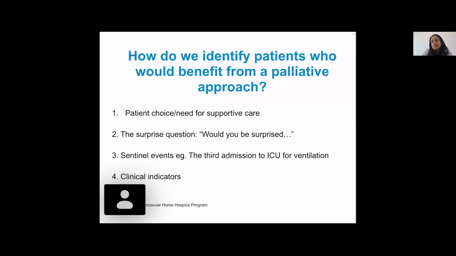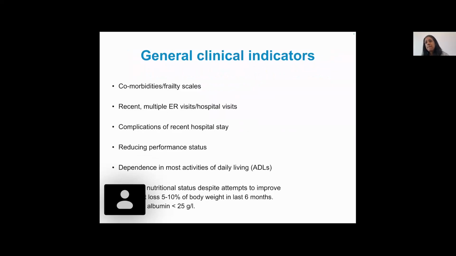The surprise question, if a medical professional or if you would say, oh, well, would I be surprised if I was sicker over the next 6 months? Not really, the way things are going. That might be a time to talk about it. You can go by sentinel events like that exacerbation and remissions graph. Okay, this is my third admission to the intensive care unit. We need to talk about it because I may not do so well next time. And other clinical indicators that are more disease specific.